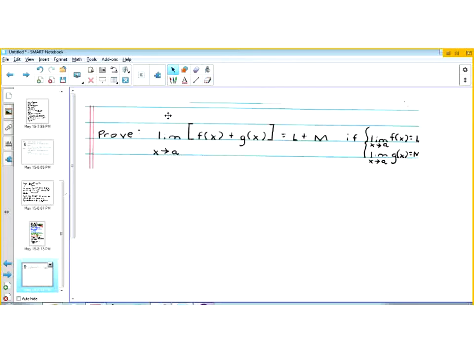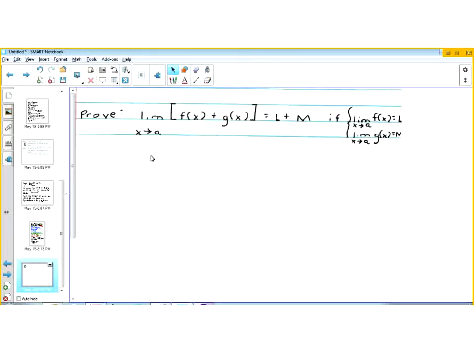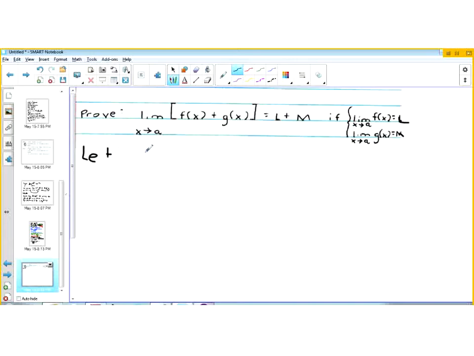All right, so let's prove one of the limit laws. The limit of a sum of functions is equal to the sum of their limits, right here. This is L, and this is M. All right, so how do we prove this? Well, use the old technique, epsilon-delta.